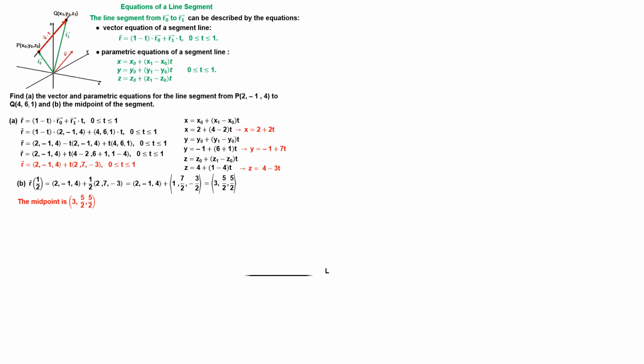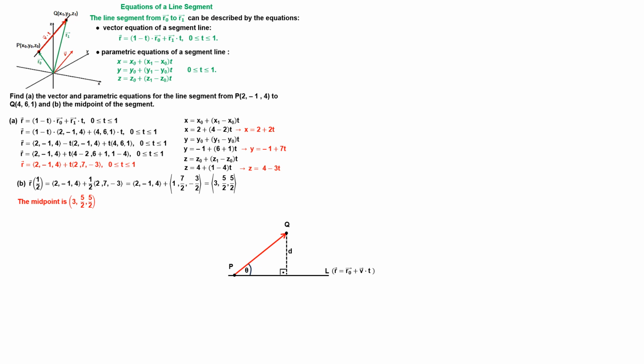Now you will learn how to calculate the distance between a point and a straight line in space. The distance from a point to a line is equal to the length of the perpendicular distance from the point to the line. In the figure, let d be the distance between the point Q and the line L. Now let P be an arbitrary point on the line. Theta is the angle between the vector PQ and the line.